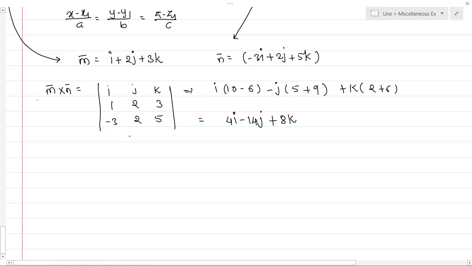So what is the direction ratio of M bar cross N bar? Can you tell me? Therefore the direction ratio of M bar cross N bar will be 4, minus 14 and 8. From this we can now easily find out the equation of the line.